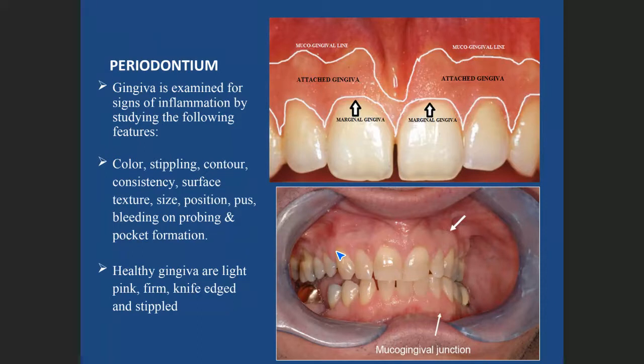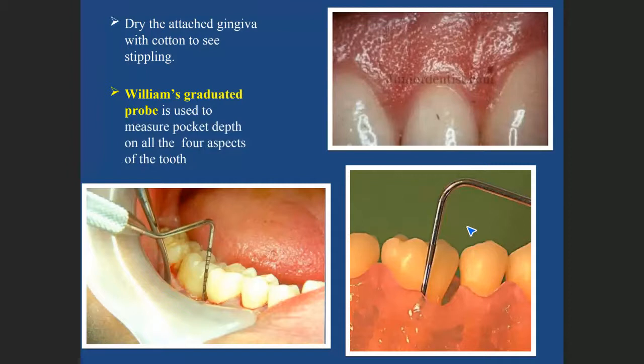pulp and periapical disease. You all know this is the marginal gingiva, this is the interdental papilla, and this is the attached gingiva. This is the mucobuccal fold. Usually the gingiva is knife-edged, and here you will see the stippling like an orange peel. If you dry this area, you will feel this kind of stippling.